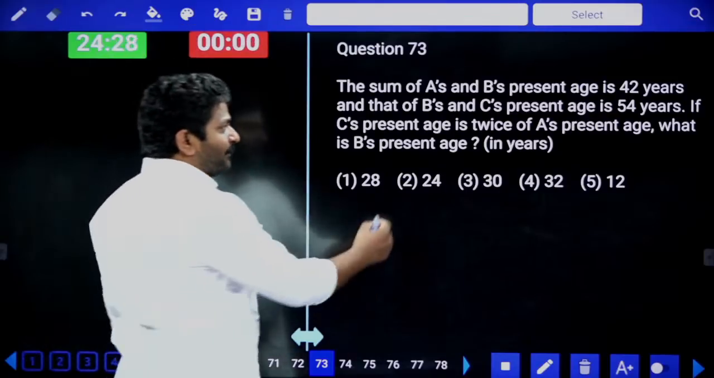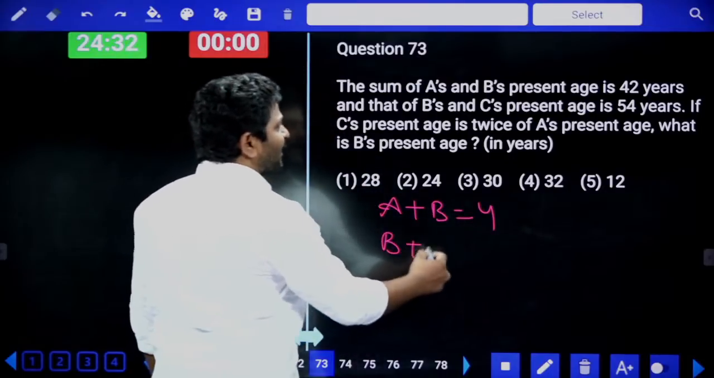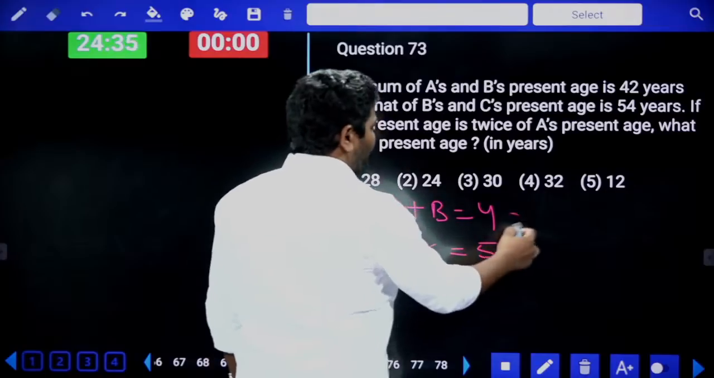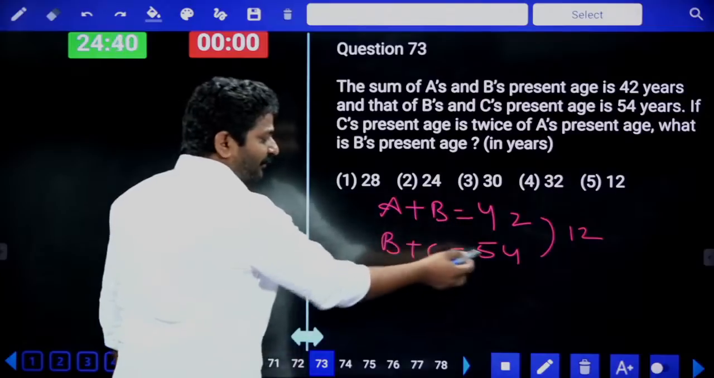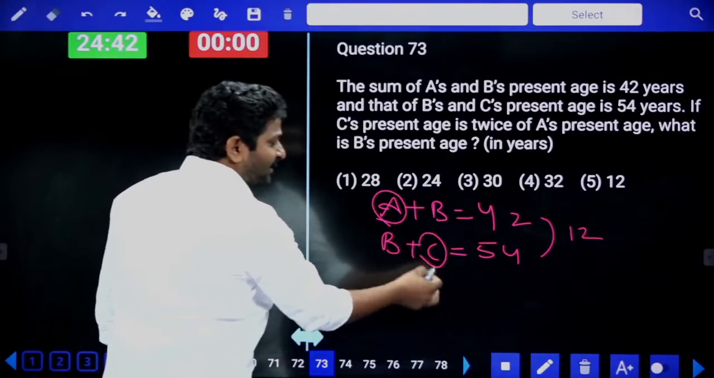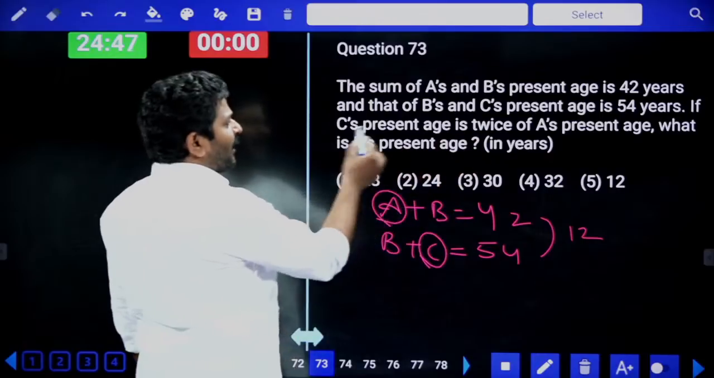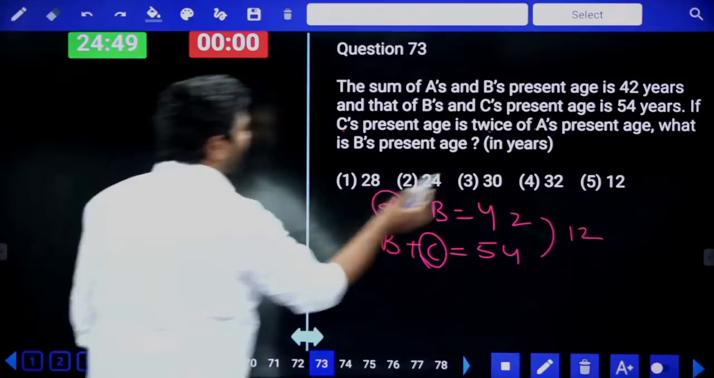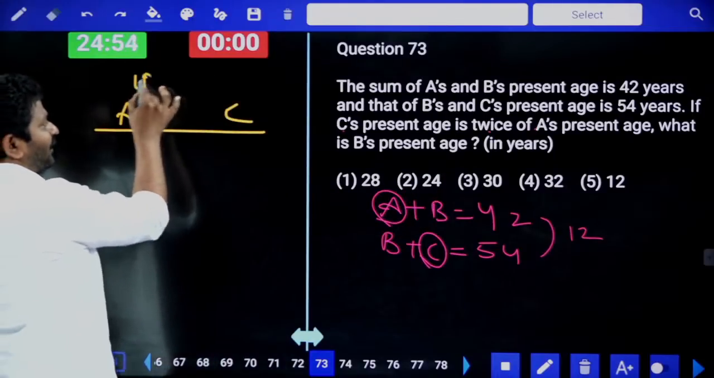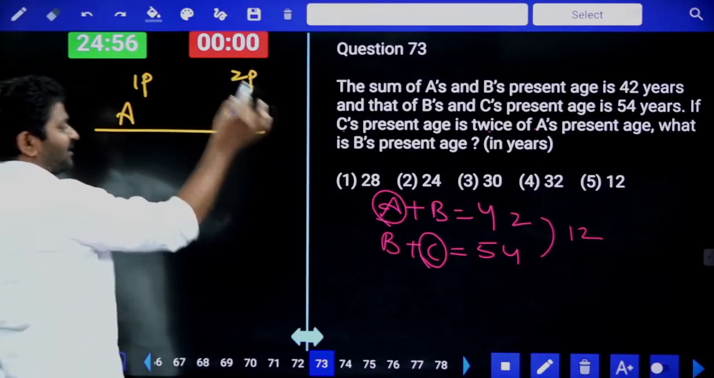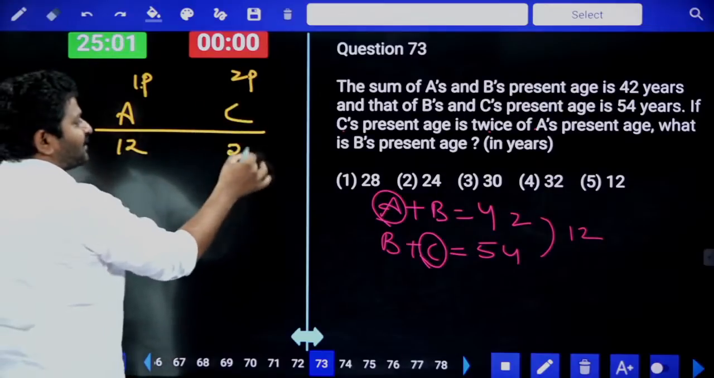The sum of A and B ages is equal to 42 and that of B and C is equal to 54. So here B is common. Whatever the difference that we have between 42 and 54, 12 years, that is because of A and C. So C's age is 12 years more than A. If C's age is twice that of A, that means A and C ages are in the ratio 1 is to 2. If it is one part, here it is two parts. Difference is one part, which is equal to 12 years. One part is 12 and two parts is equal to 24.